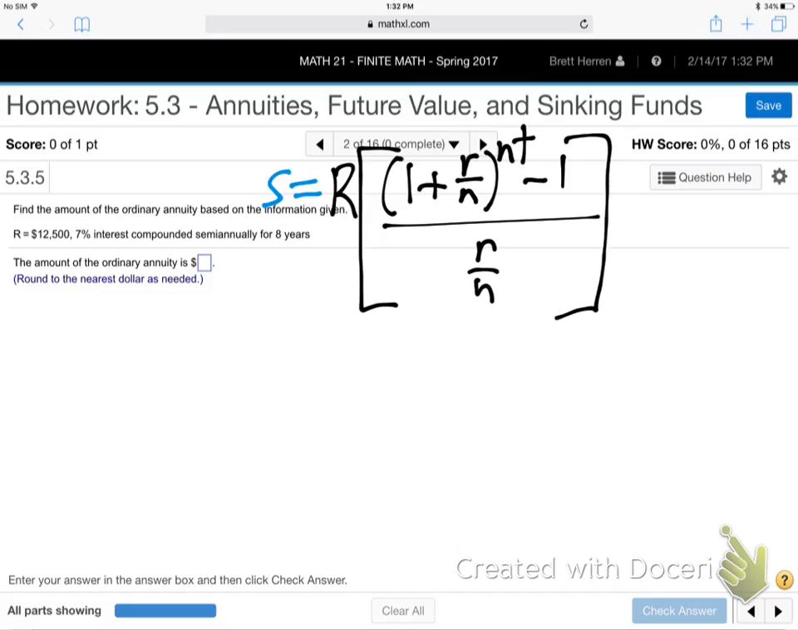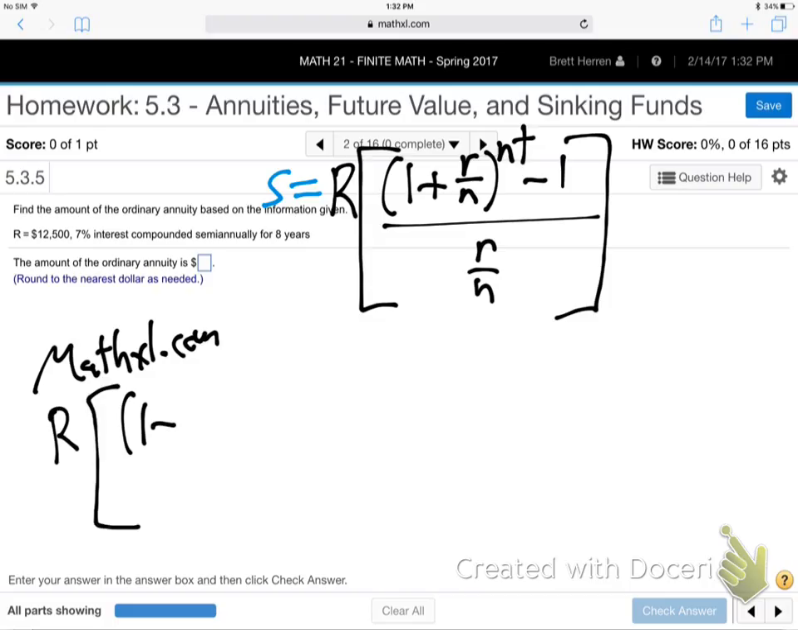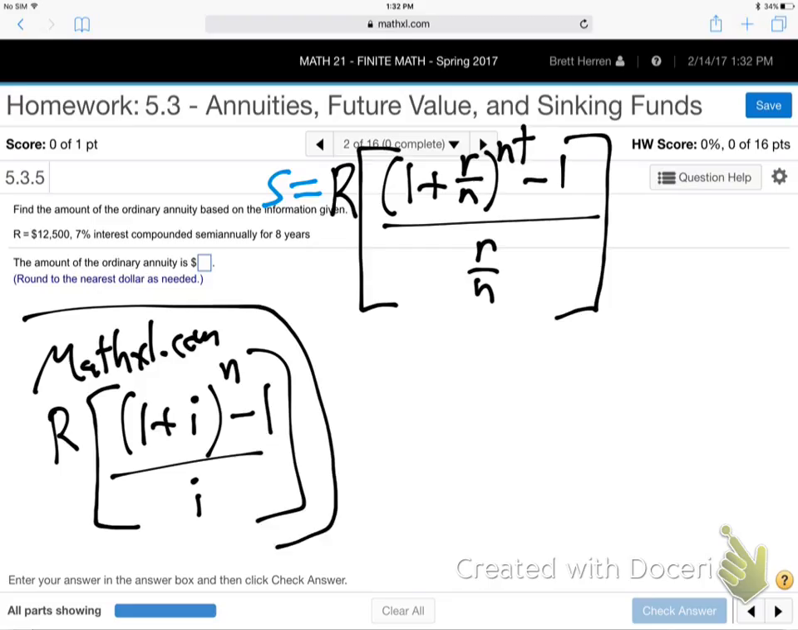Now, I wanted to mention, if you use the Math Excel help buttons, they're going to give you a little different version. They just write it like this. They make the R over N an I, so it ends up looking a little cleaner, but I've noticed students get confused on what the I is. And they also make the NT just N because they're using N a little differently. So just heads up, Math Excel does a little different version.